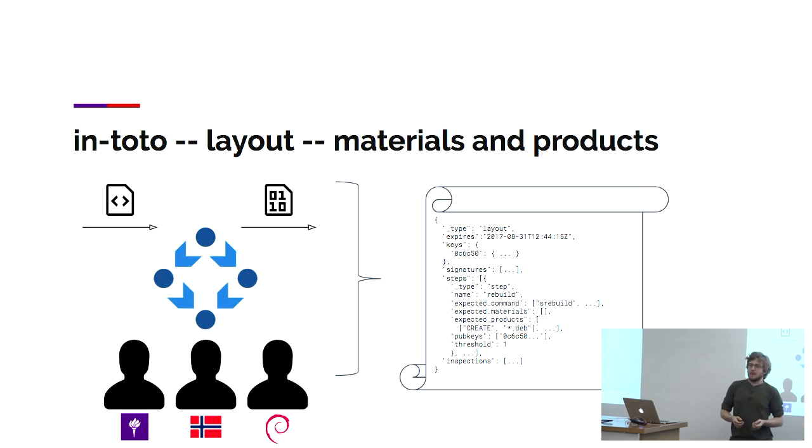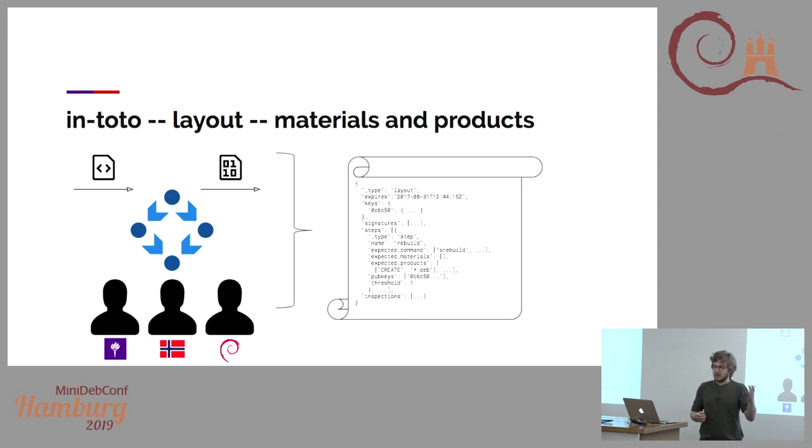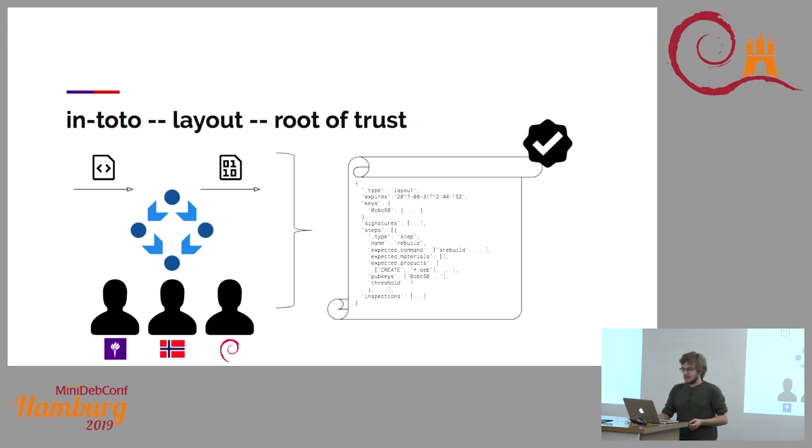And for a step of the supply chain, we can also say what should go into a step and what should come out of a step. So the materials and the products. For a rebuild step, we would define that the sources go into the rebuild step and the binary comes out of the rebuild step, and probably a build info file or some other metadata. The layout, this project definition, is signed by a root of trust key and also serves as PKI. It ships out the functionary keys. So, for instance, the keys of the rebuilders are embedded in the layout, so you don't have to worry about those keys. You just need one key, or if you sign the layout with multiple keys, you only have to worry about those keys.